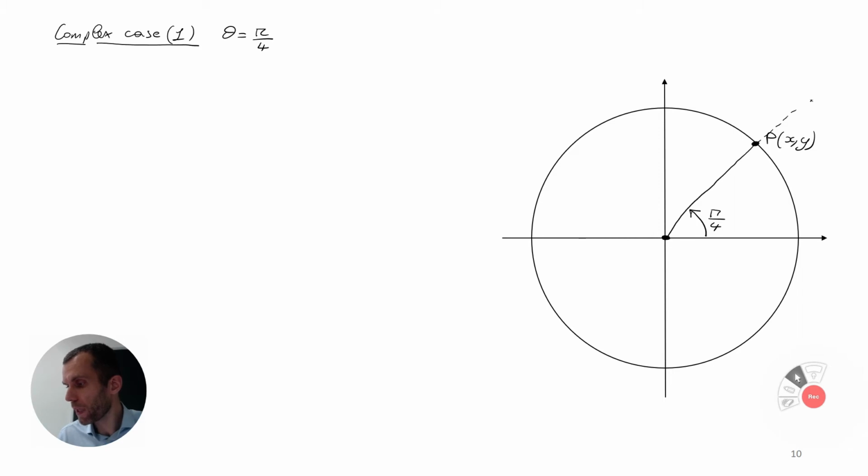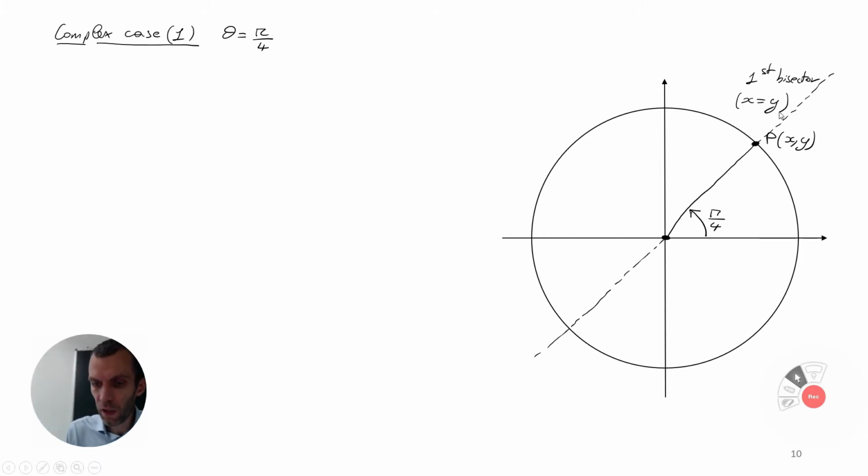So what that means is, if we look at this line on which the point P lies, this is the first bisector. So this is all the points for which x is equal to y. Now we can exploit that in order to find the coordinates of x and y. So let's write down what we know about the point P. We have that, first of all, x squared plus y squared is equal to 1. That's always true. That's the unit circle.